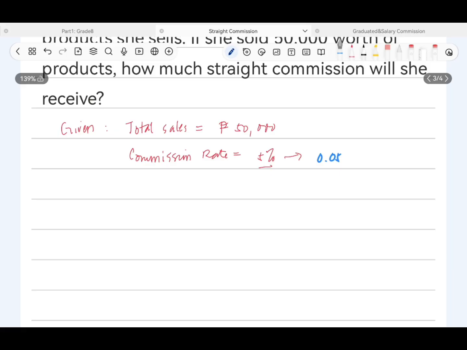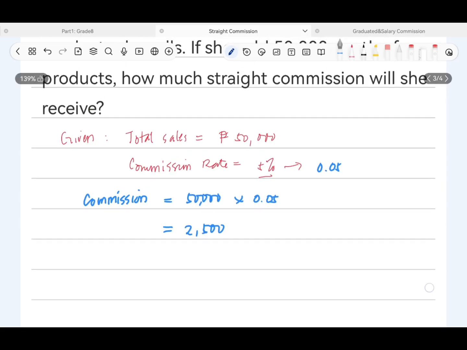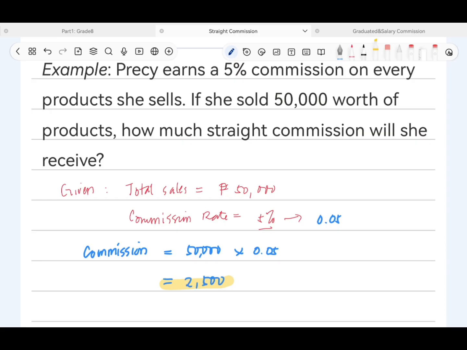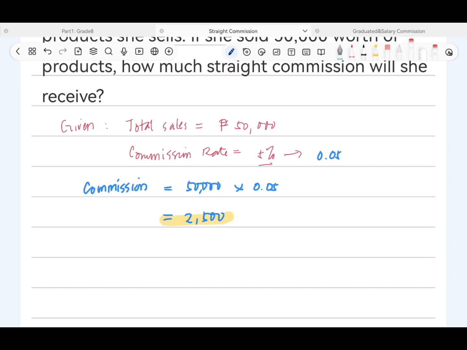So, we have commission is equal to the total sales, which is 50,000, times 0.05. Okay, so you just have to multiply, and then so the answer is 2,500. So therefore, the straight commission that she will receive in selling the products is 2,500.